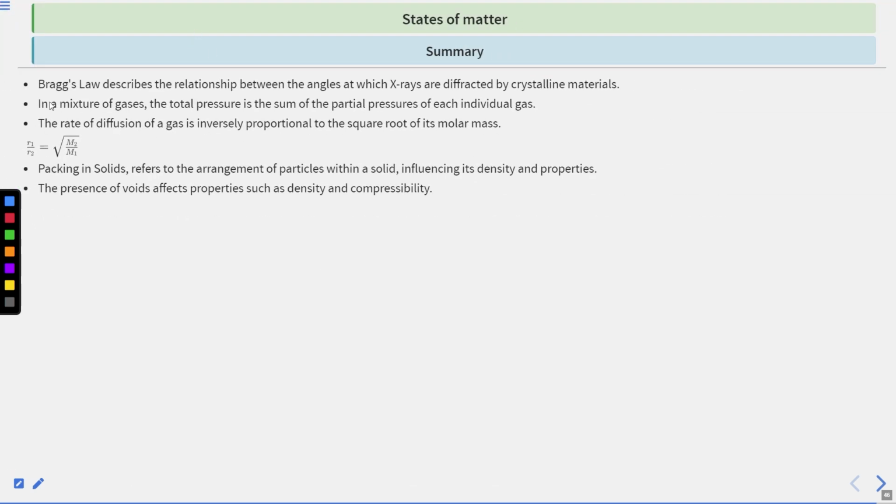Okay, so we are at a summary slide. These are the major points which we have studied. Bragg's law, and in a mixture of gases, total pressure is the sum of the partial pressures of each individual gas. We studied that the rate of diffusion of a gas is inversely proportional to the square root of its molar mass. We can express it in this way. And packing in solids refers to the arrangement of particles within a solid, influencing its density and properties. And the presence of voids affects properties such as density and compressibility in a crystal.